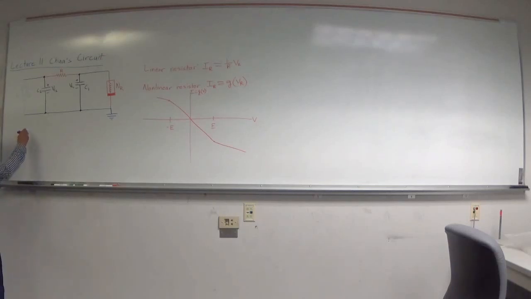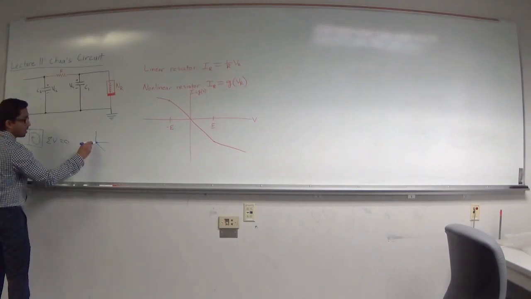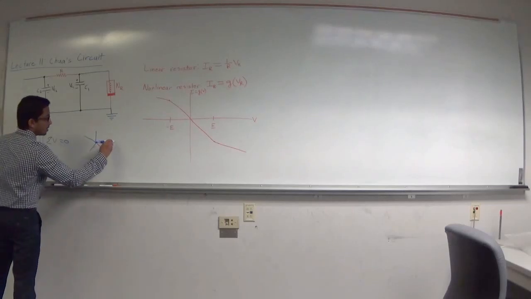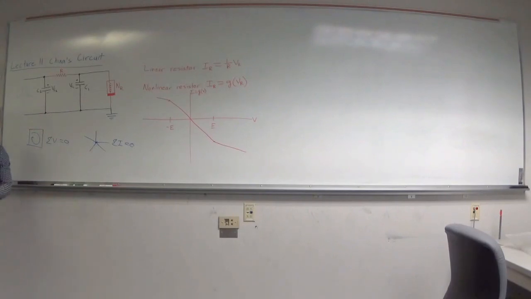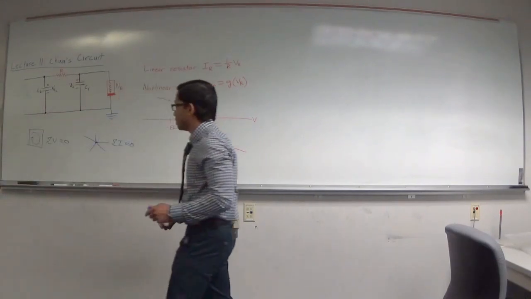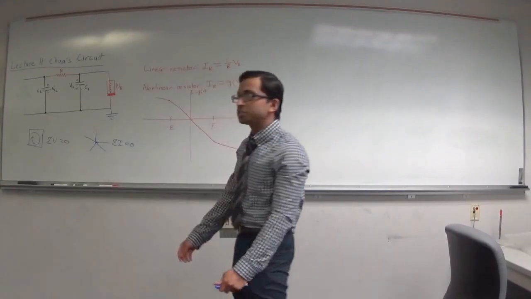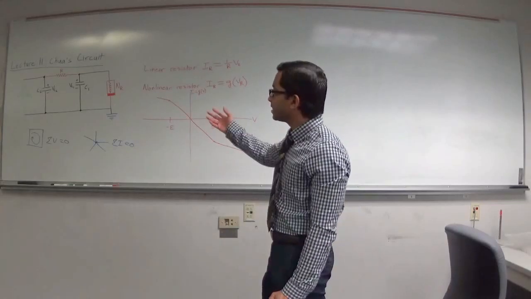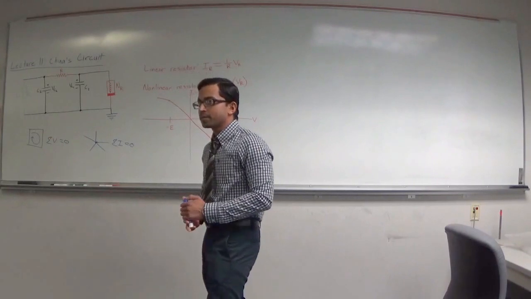So if you're in some sort of loop, then the sum of V's equals 0. And then if you have a node and you're going into some node, then the sum of all the currents is going to equal 0, right? So it's just a conservation law, right? You're not getting current out of nowhere, you're not getting voltage out of nowhere, right? So that's the idea.